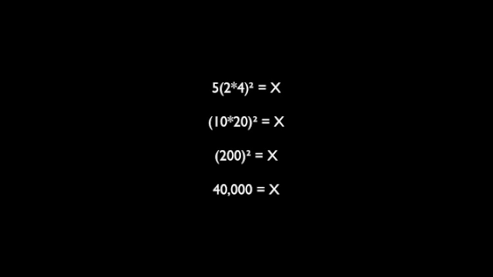Let's do a problem with exponents. First, we would multiply the numbers inside the parentheses by the number outside of the parentheses. Our problem would now read 10 times 20 squared equals x. Using PEMDAS, next we would multiply out the problem inside the parentheses. Our problem would now read 200 squared equals x. To finish the problem, we would square 200 to get 40,000 equals x.